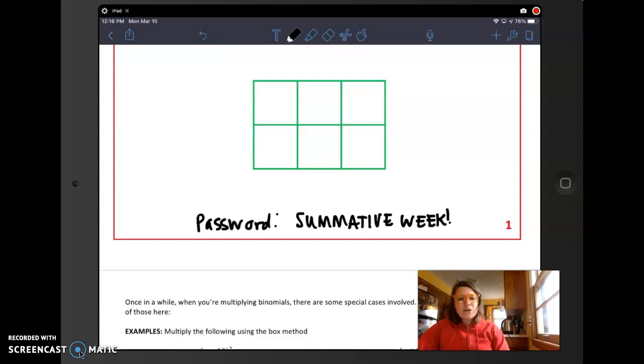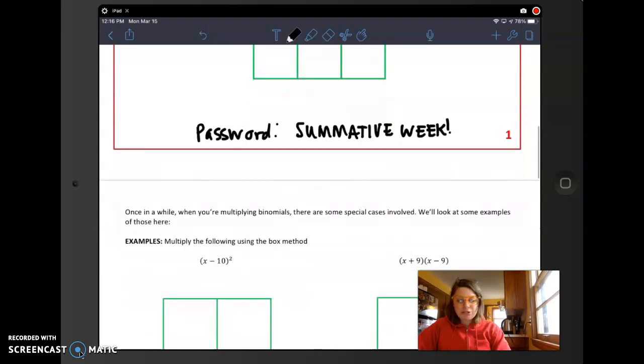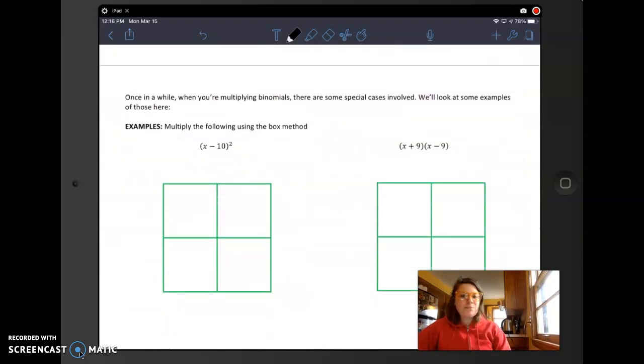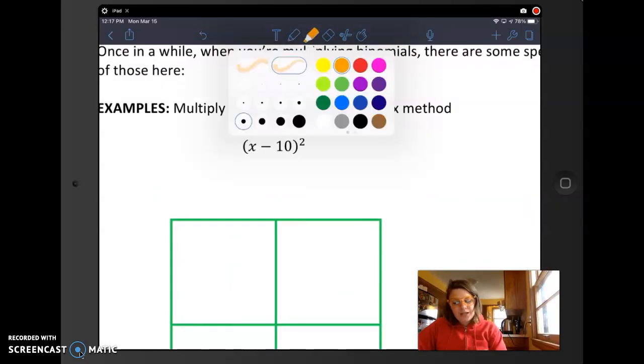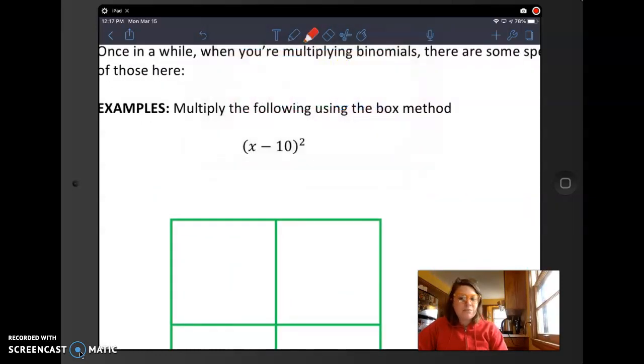All right, so now we're going to move on to special cases. And we call them special cases. Well, maybe you'll see why we call them special. Reading the question, you'll notice that it says multiply the following using the box method. So we need to use the box method when it tells us to do that. The weird thing about what we see here is that we have a little squared, and there's only one binomial.